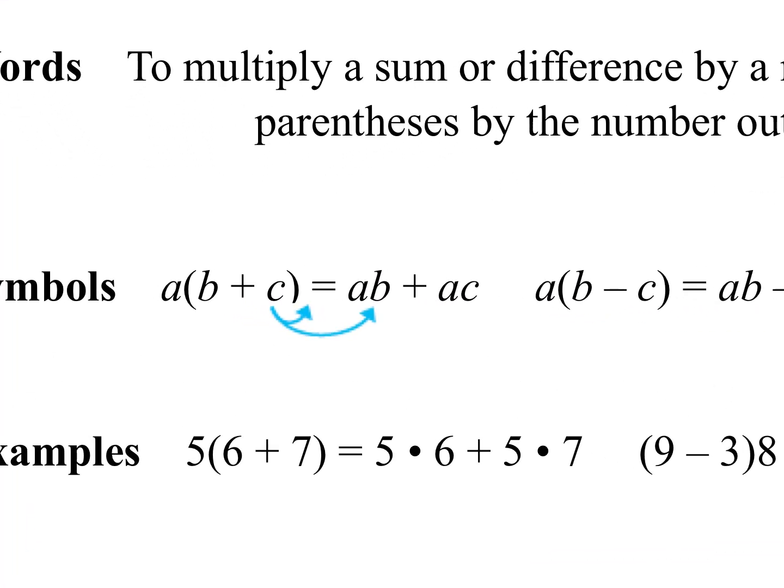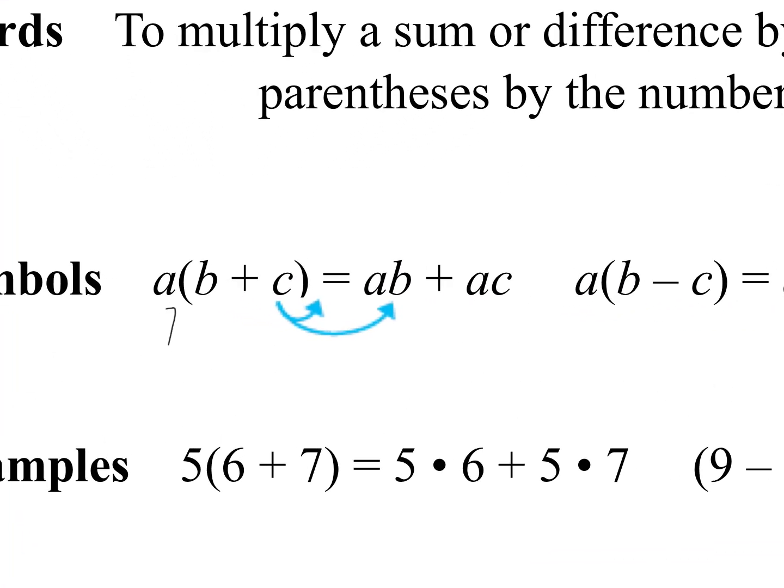What operation is happening between the A and the parentheses? Times. Multiplication, right? There's nothing in there, so that means multiplication. So what that reads is A times the quantity of B plus C. Now, quantity is just the term they use when there's parentheses. So quantity of B plus C means B plus C is in the parentheses.